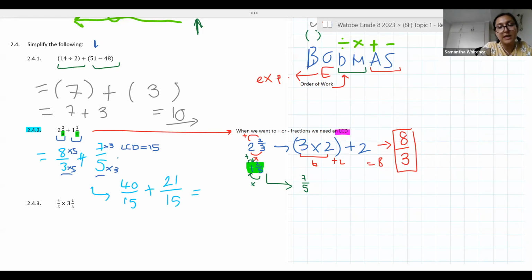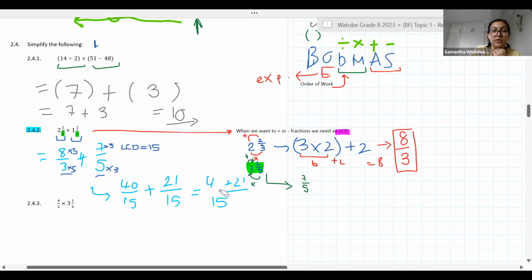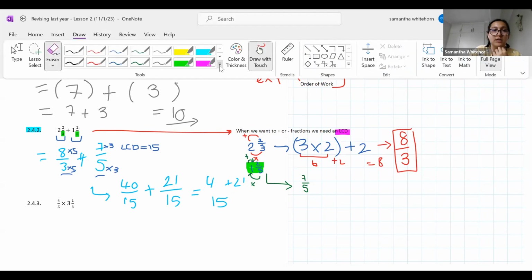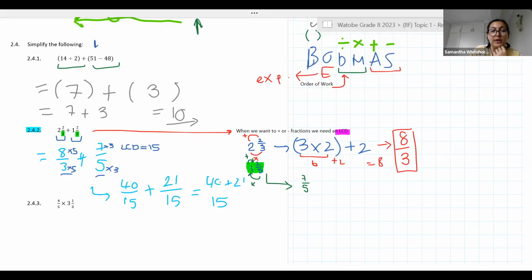And because I've got the same denominator now, it actually means that I can write this as one fraction of 40 plus 21 over 15. And this is why having an LCD is so important, because it allows me to get this one fraction that I want. And it allows me to go and simplify. So now all I need to do is subtract. No, I don't know why I'm saying subtract. All I need to do is add 21 to 40, which we know gives us 61 over 15.